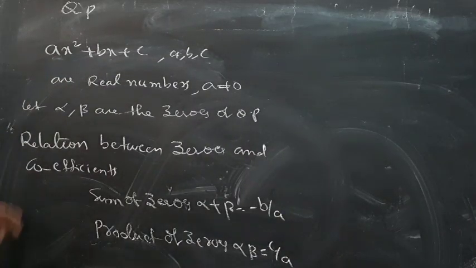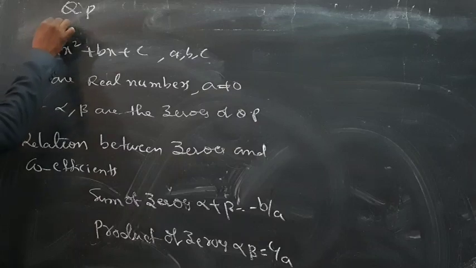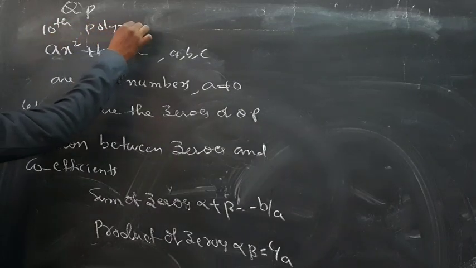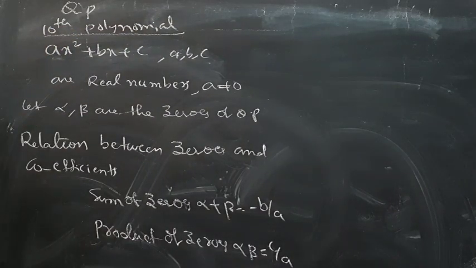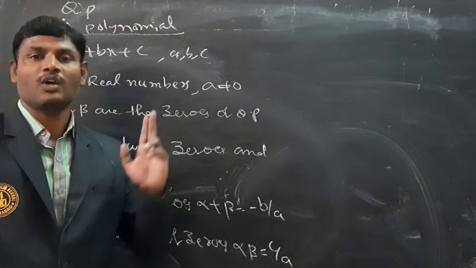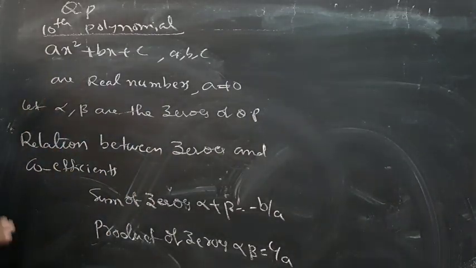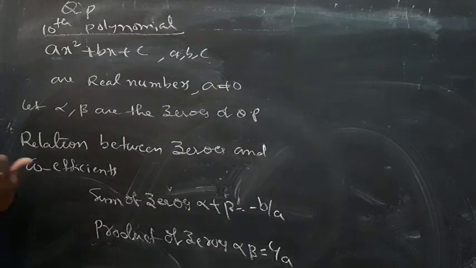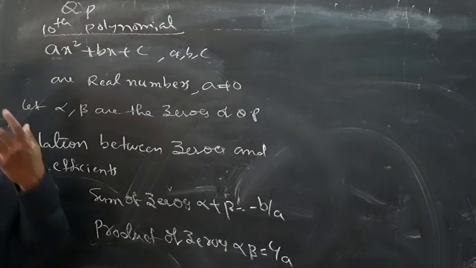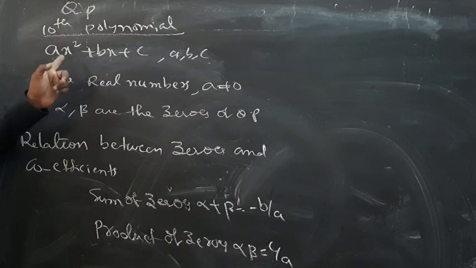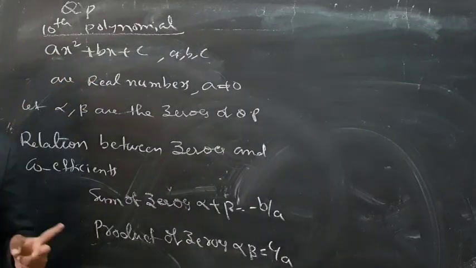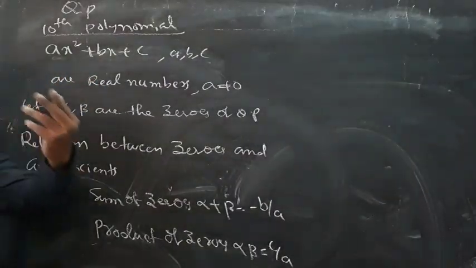So what is our concept? 10th class polynomials. In these polynomials, today I am going to explain the relation between zeros and coefficients. Generally, ax square plus bx plus c is called a quadratic polynomial in variable x. And what is the condition to say quadratic polynomial? a, b, c are real numbers and a not equal to 0. The degree of this quadratic polynomial is 2, so it has two zeros.